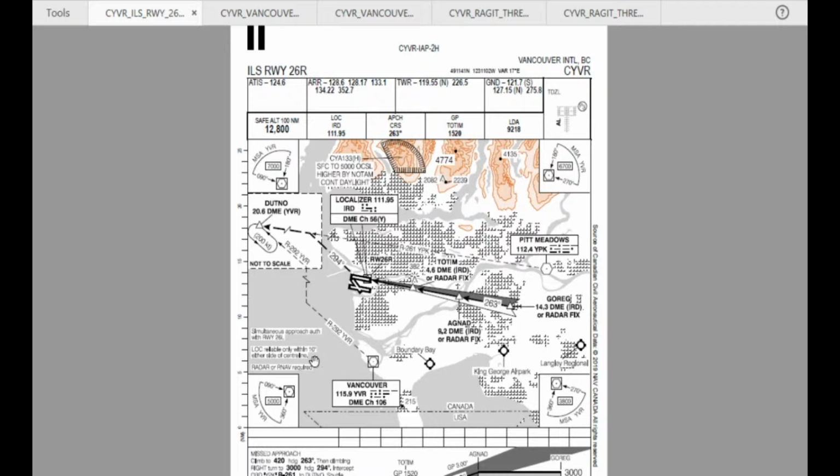Most commercial airliners these days will have that. However, if you are in a Cessna 172, something like that, it may be a little bit more challenging to fly this approach unless you have radar RNAV installed.